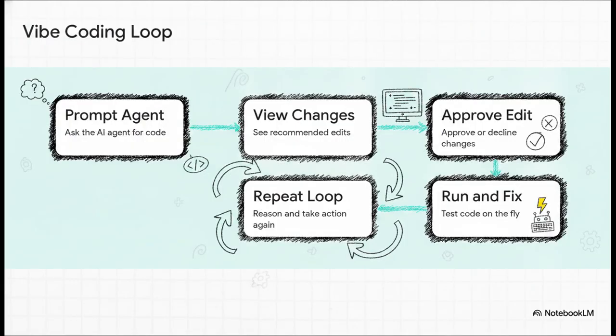Let's move along and see how this builds in practice. It's really a continuous loop based on the ReAct framework. That's reasoning and acting. So you prompt the agent, you watch the recommended changes pop up in your editor, and then you just hit approve or decline. You run it, and if it breaks, no big deal. You fix it right there on the fly with the AI, and you just repeat the loop.